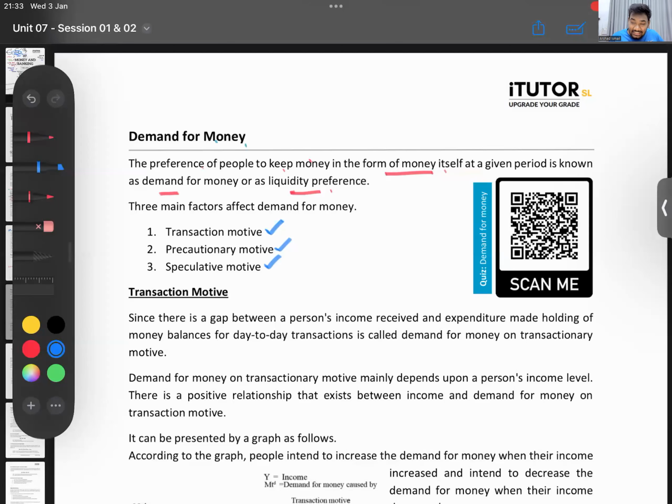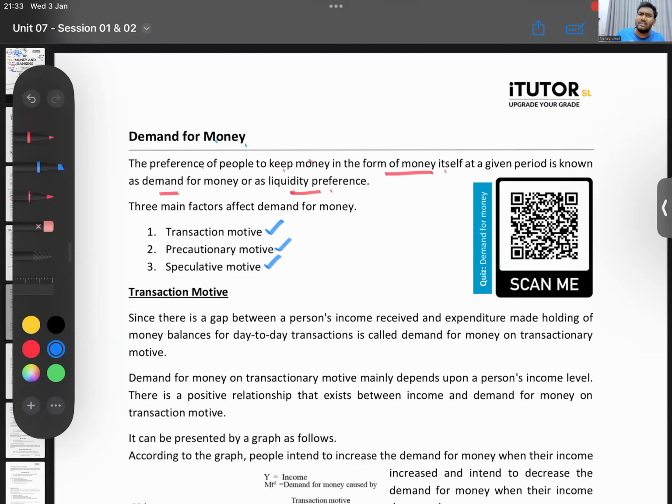Demand for money is the amount of money people keep with them in the form of money itself, not the money you put in the bank or buy gold and keep. The money that you keep in the form of currency, in your purse or inside your almirah or in your pocket or wherever, the money that you keep with you in the form of money itself. That is what you call demand for money.